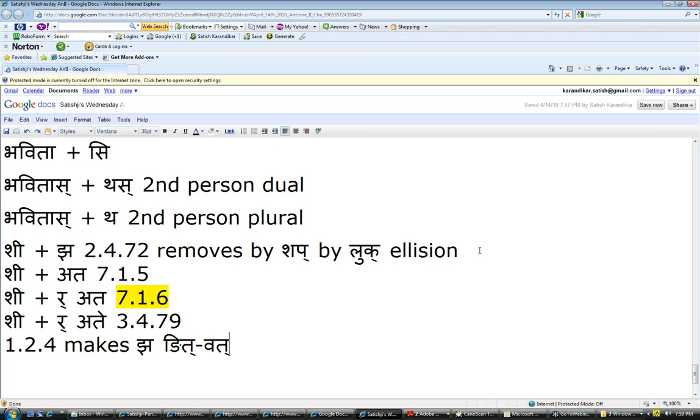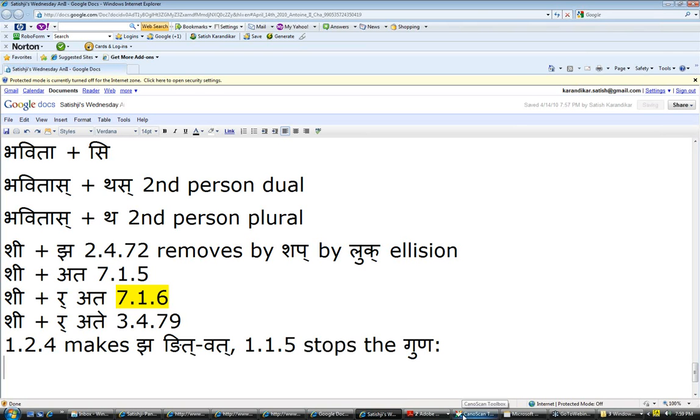And then once that happens, the 115 stops the guna operation, the guna. Okay, but we want the guna to happen here. So now comes the second rule, specific for dhatu shing only.